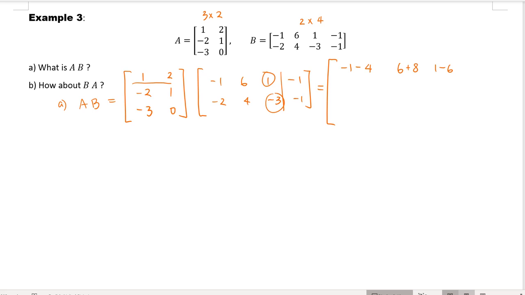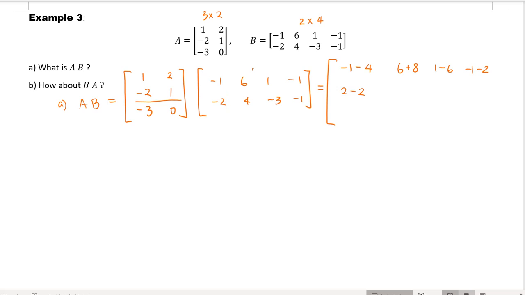Okay? How about the last column? 1 times minus 1 is minus 1. 2 times minus 1 is minus 2. Okay? Alright, so this is the first row. How about the second row? Minus 2 times minus 1 is 2. 1 times minus 2 is minus 2.